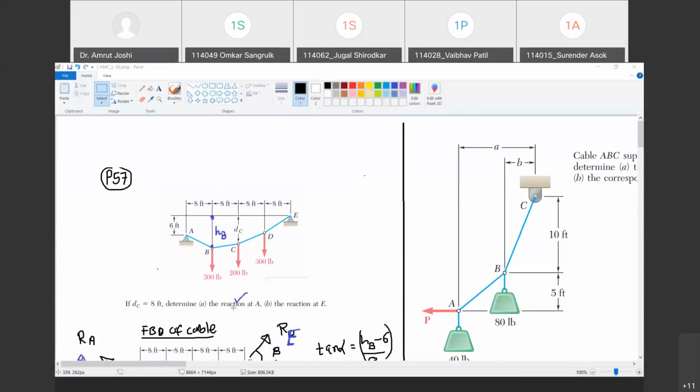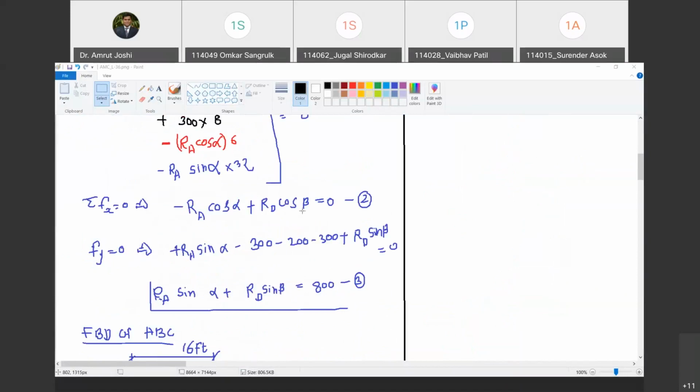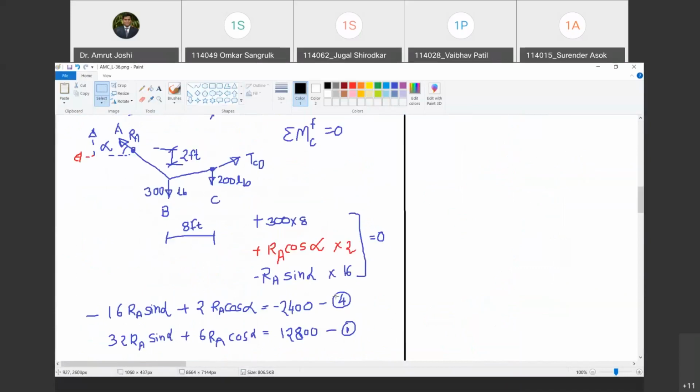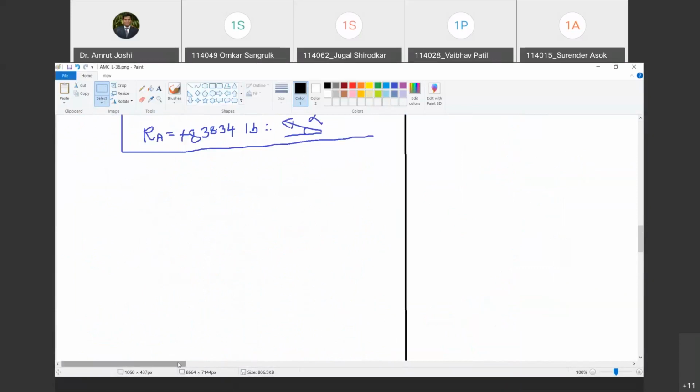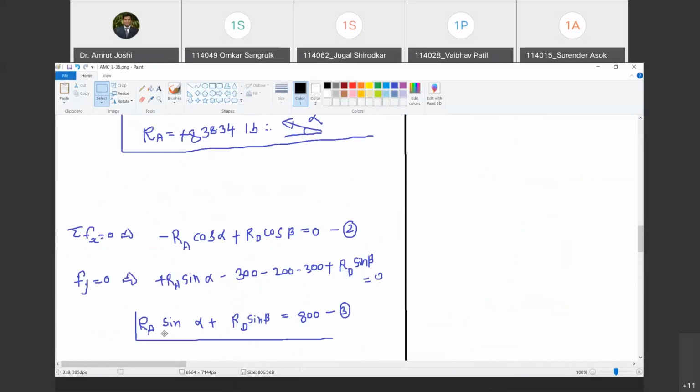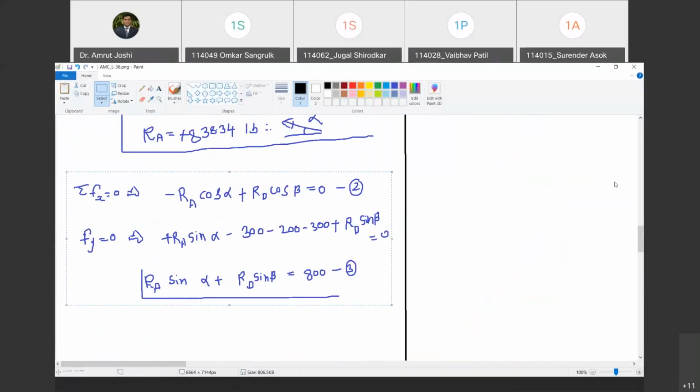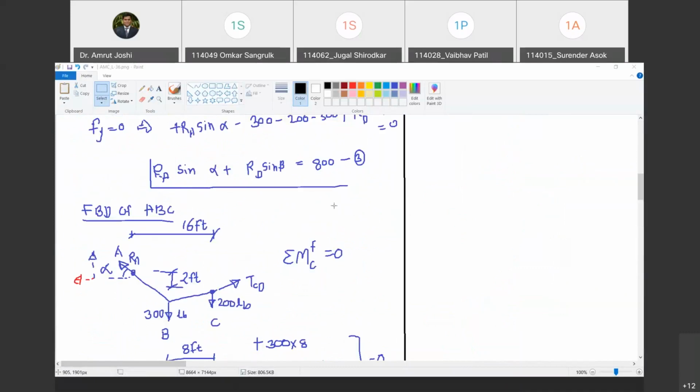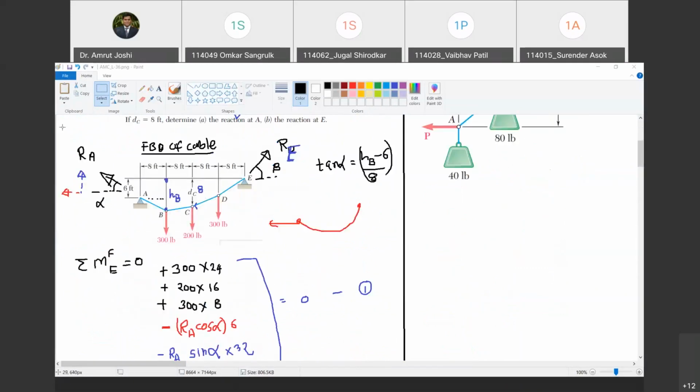So in today's class, we are going to start with the remaining part, the pending part of problem number 57. We have to now find out the reactions at E. For that, let me consider equation number 2 and equation number 3. I am going to borrow these two equations here. These are the two equations that we need to consider now. And in addition to that, let me also borrow this free body diagram.